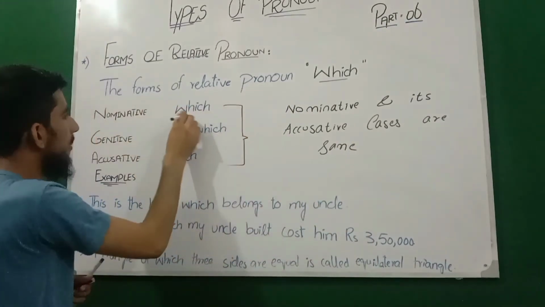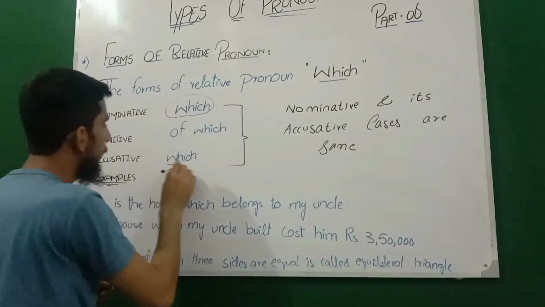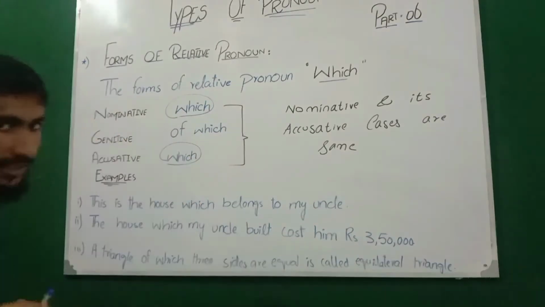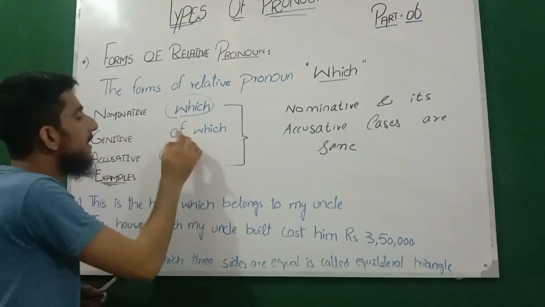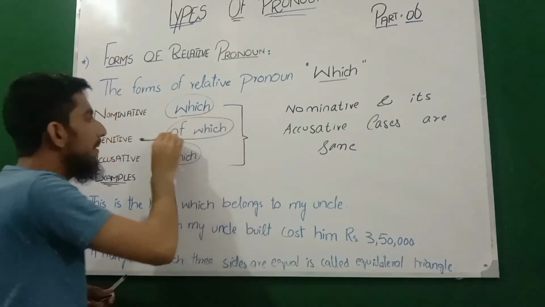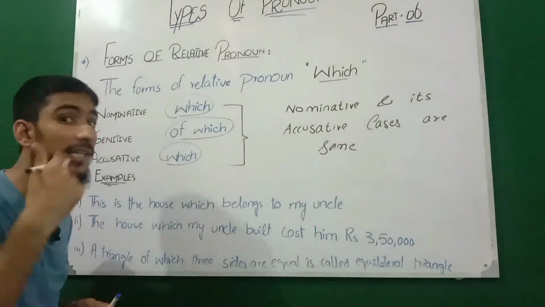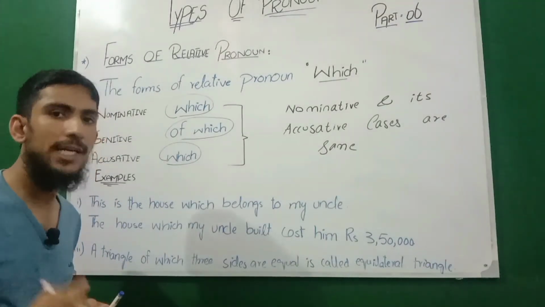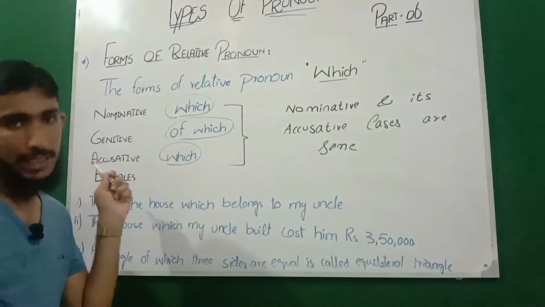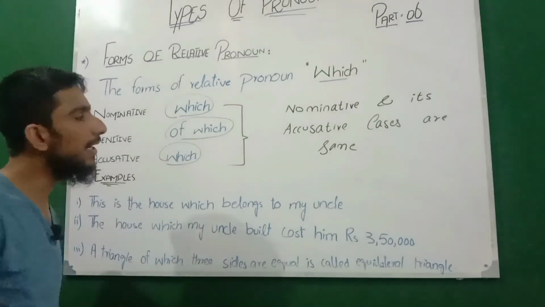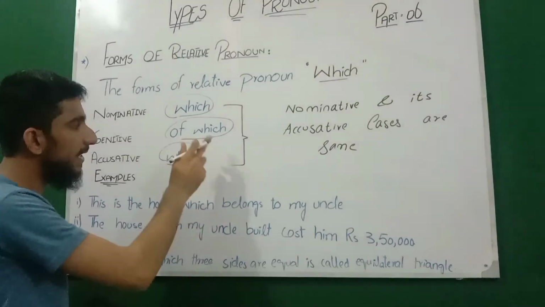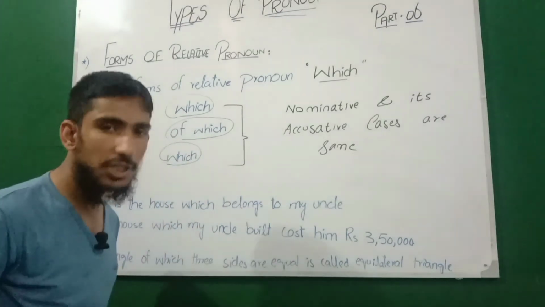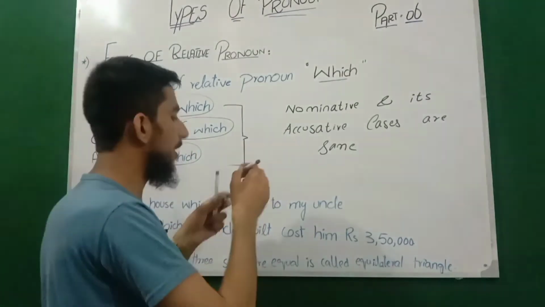This is basically "which" in the nominative case, and "which" in the accusative case, which is basically an objective case. Now, I have written that the genitive case is basically "of which", but remember that was in classical English. In modern English grammar, "which" has no genitive case. I'm again repeating that the genitive case of "which" is basically "of which", but it was in classical English grammar.